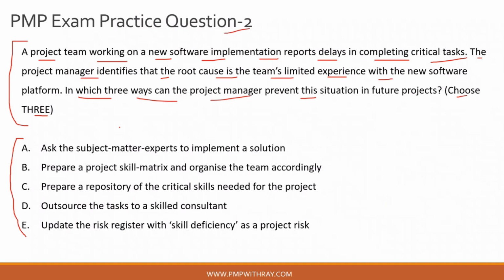So what's happening here is the project team is working on a new software implementation project, and of course it's reporting some delays and some problems with completing the critical tasks. Now the project manager has done a root cause analysis and found out that your team has a very limited skill set with the new software platform being used for the project, and that is why it is causing such issues in the project. Now, what are the 3 options you can select here to prevent this kind of situation?